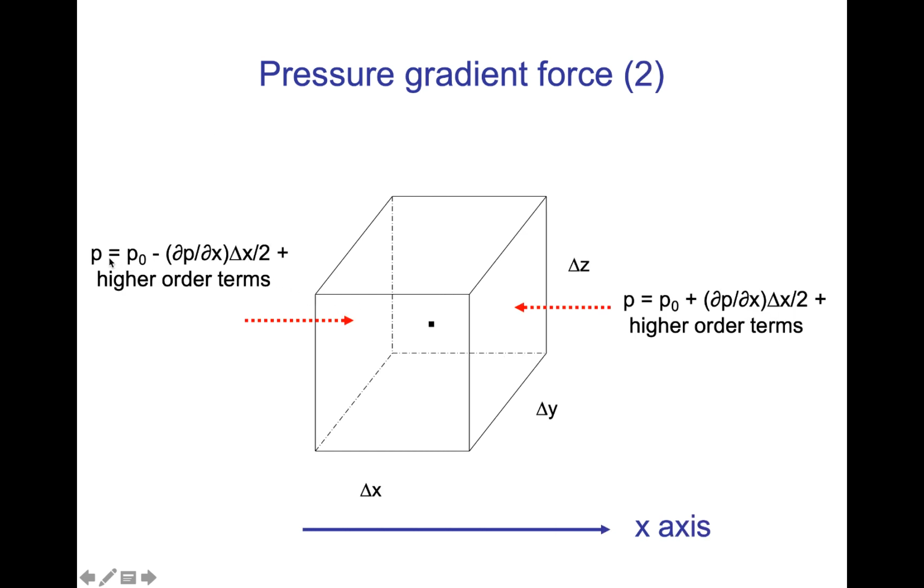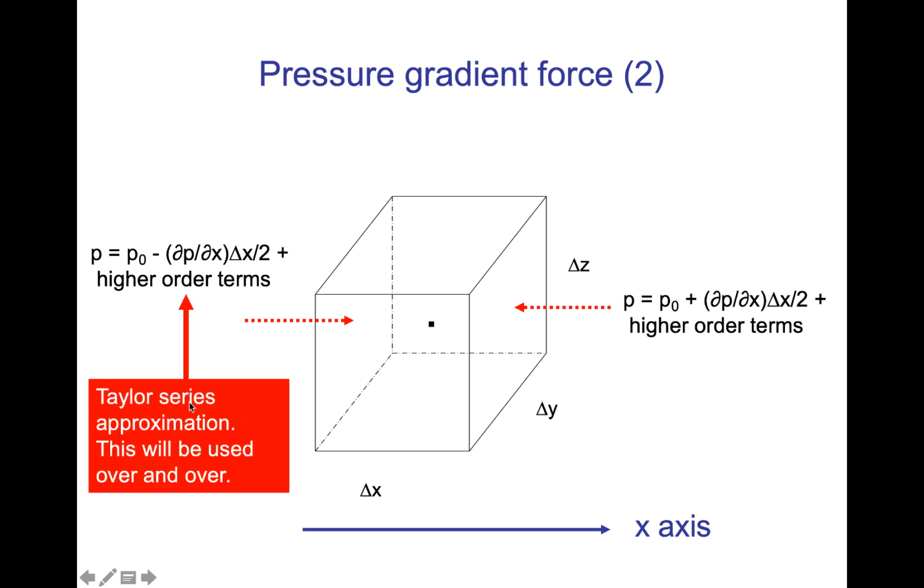On the surface on the other side, P is going to be equal to P naught, again at the center, minus dp/dx delta x over 2, plus higher order terms. So what we've done in the x direction is to use this series approximation to give us an estimate of the pressure on the surface. This technique is the Taylor series approximation, and we will use this over and over again. And what we will do with this is we will ultimately, in the limit, make the assumption that this linear term, dp/dx times delta x over 2, is an adequate representation of the pressure on these surfaces.